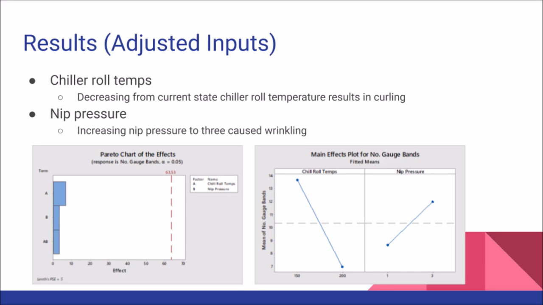For the nip pressure, we learned that we could not use too high of a nip pressure, or else it would lead to other issues on another one of their machines. Along with that, it would cause wrinkling near the edges of the rolls.